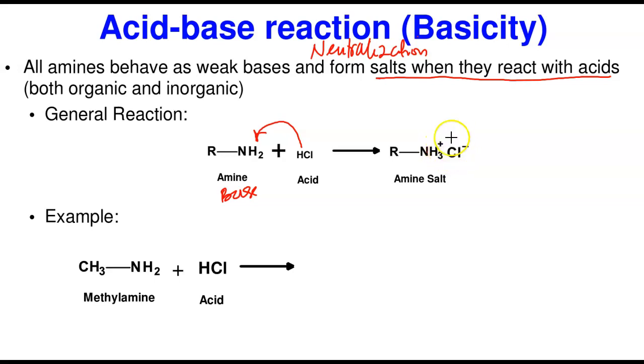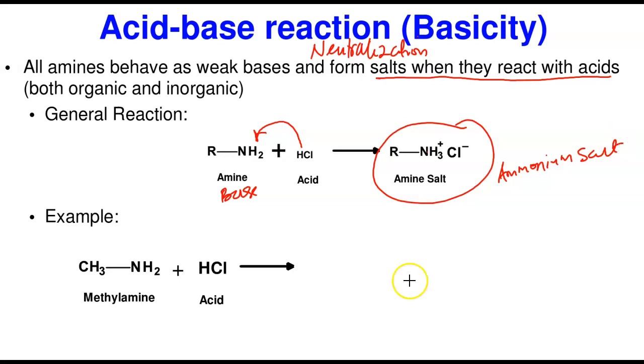But in this case now, the chloride forms part of it. So it forms an amine salt. If you don't want to call it an amine salt, because it's an ammonium, it can also be called an ammonium salt, because this is kind of an ammonium ion there. So that's what you have at that point. So it forms either an amine salt or an ammonium salt.